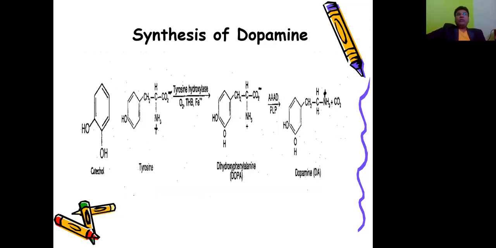Now, if you look at the synthesis of dopamine, dopamine is a catechol, with a catechol nucleus. So these are called catecholamines. The primary precursor of dopamine is tyrosine. Tyrosine, in the presence of tyrosine hydroxylase, oxygen, PHB, and ferrous iron, is converted into DOPA, that is dihydroxyphenylalanine. And finally this DOPA is converted to dopamine.